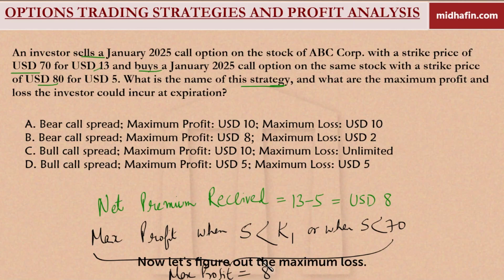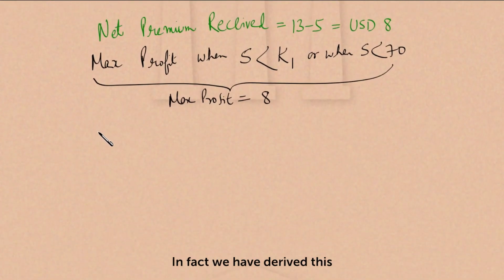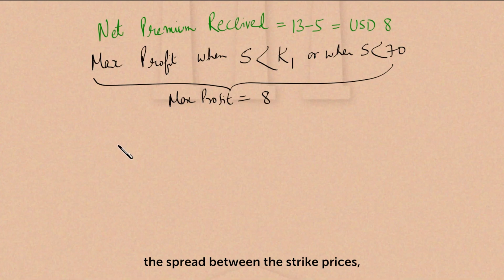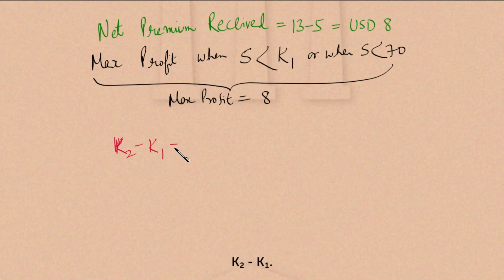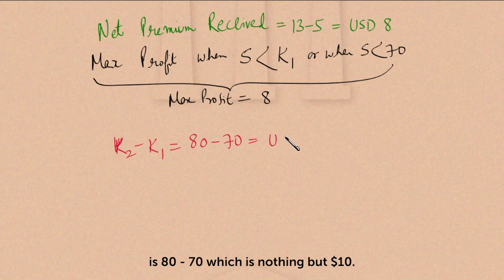Okay, now let's figure out the maximum loss. So the maximum loss will occur when the stock price goes above the higher strike price of $80. Okay, so here's the math. Now the spread between the strike prices, in fact we have derived this in the class in great detail. I'll just give you an intuitive understanding here also. The spread between the strike prices is nothing but K2 minus K1. K2 minus K1 is 80 minus 70, which is nothing but $10, right? So this is the spread between the strike prices.